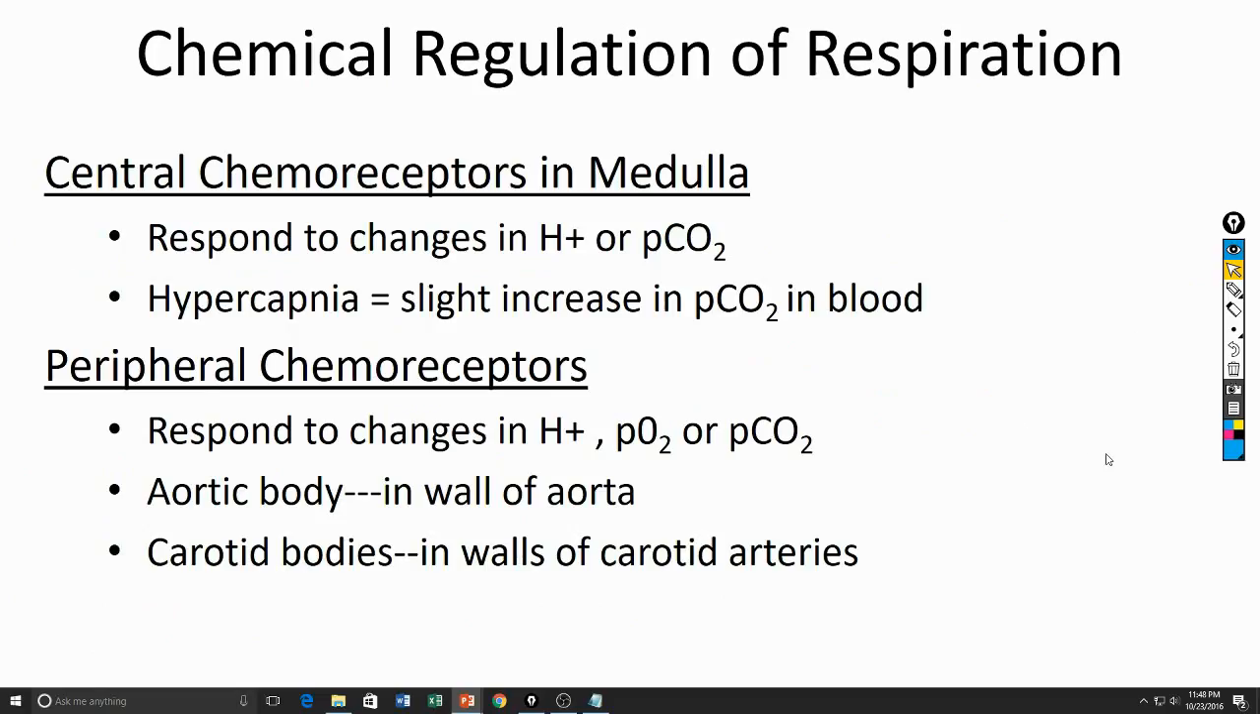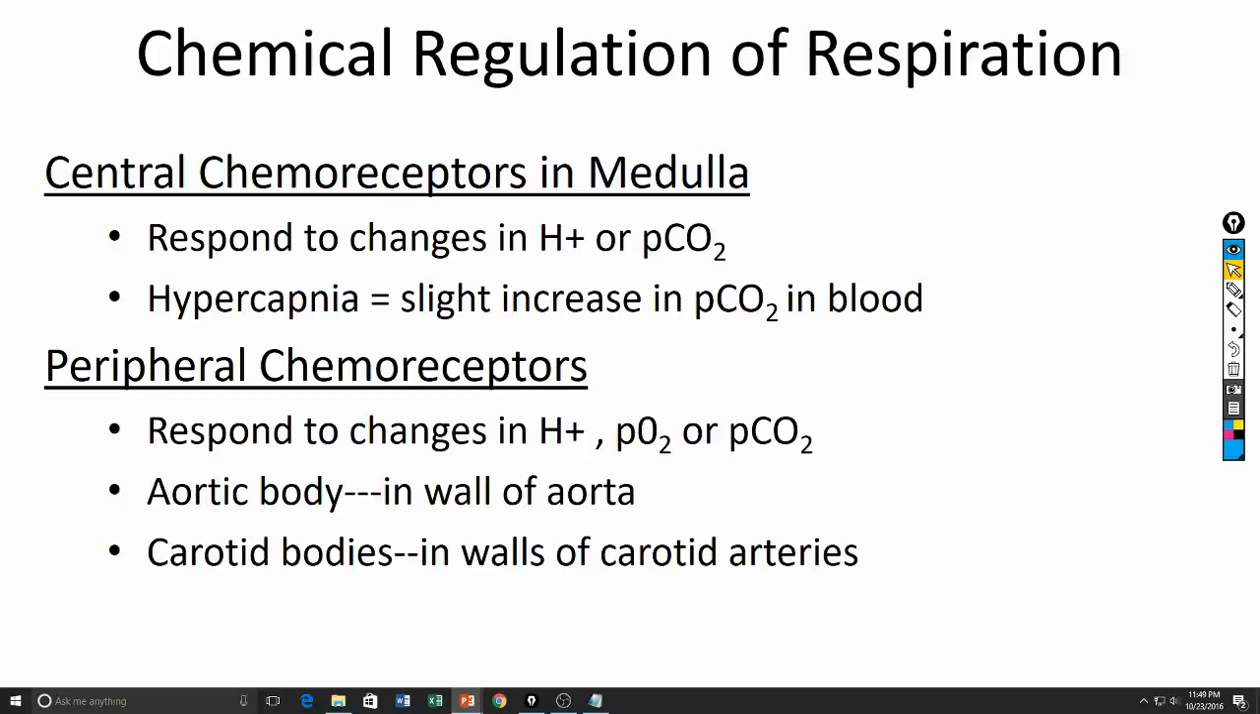All right, so let's talk about regulation a little bit. Getting into the important stuff here. As I mentioned earlier, we regulate our breathing to a certain extent based on metabolic byproducts, namely hydrogen ions and the pressure of CO2 in the blood.